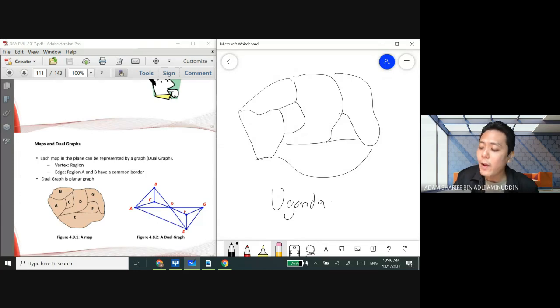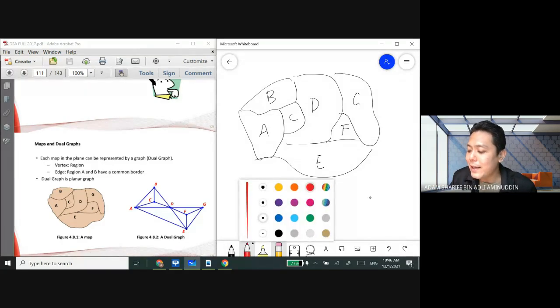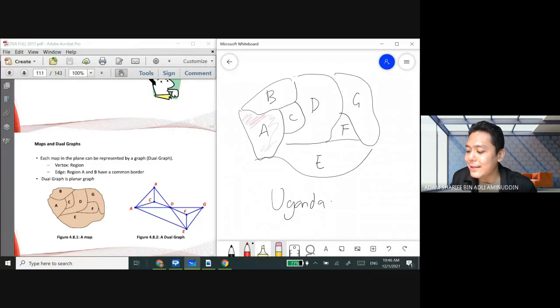Okay. Saya pun tak tahu geografi sangat eh. Tak apa. Okay. Suppose dalam peta dunia kita nak color. We want to color this. And I want to color A in red color.